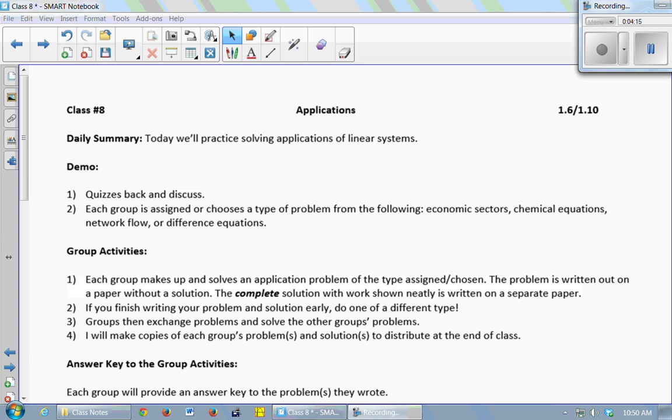Of the 3 left, network flow. Okay, network flow. All right. Anybody have a birthday this month? The 8th. Anybody else have a birthday this month? Okay, what do you want to work on? Chemical equations or difference equations? Chemical? All right. You guys get difference equations.